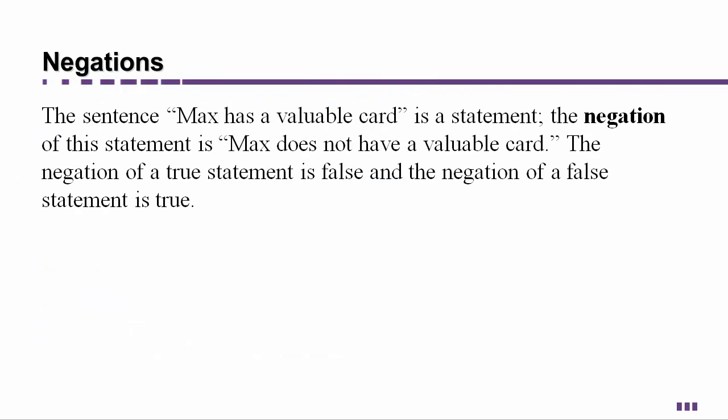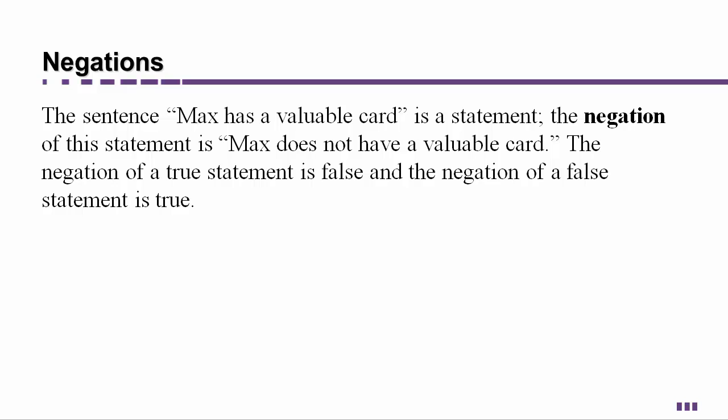Okay, how about this one? Negations. The sentence, Max has a valuable card. That's a statement, right? Because it can be true or not, right? Max has a card that's valuable or it's not. Obviously, they're playing some sort of game with valuable cards. Magic the Gathering, or maybe they're just playing poker. Now, the negation would be that Max does not have a valuable card.